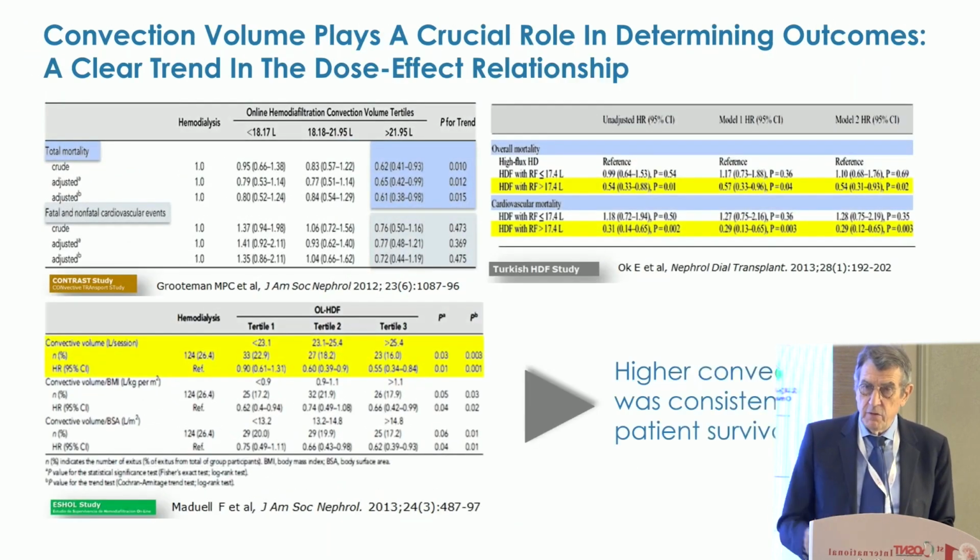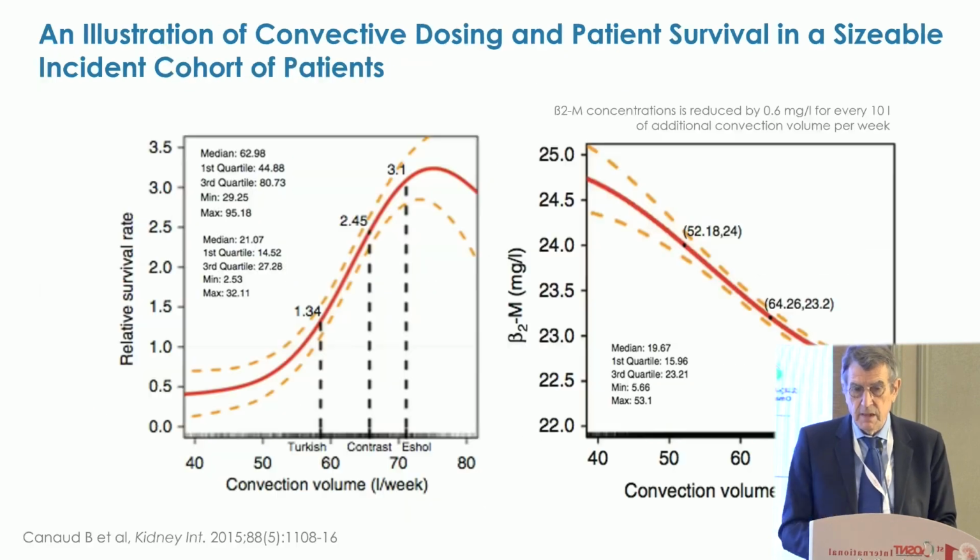Now, if you look inside these 4 studies, all the studies show the same thing. You can say this is the post-hoc analysis, but if you divide the patients by the convective dose received, from the low, under 18, to the medium, 18 to 21, and to the highest, 22 liters, there is a beneficial effect of increasing the convective volume. All the studies show the same thing. So we understand from these randomized studies that the convective dose mattered.